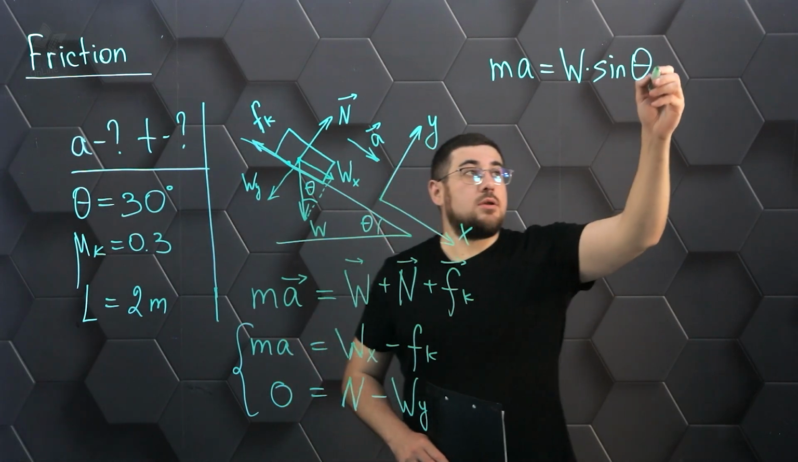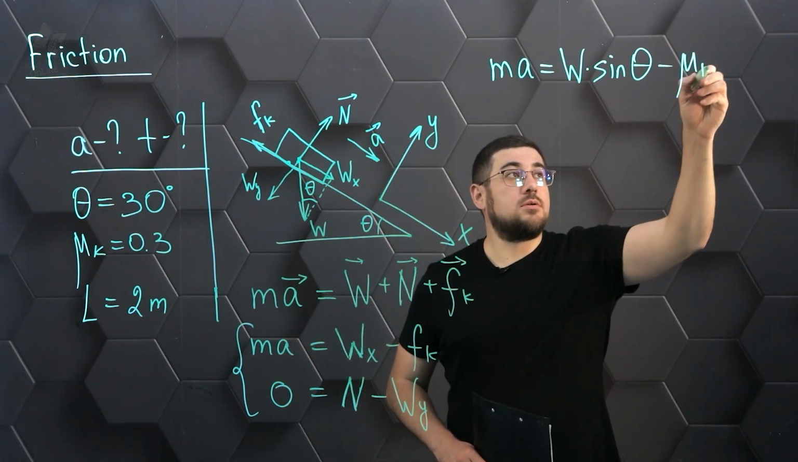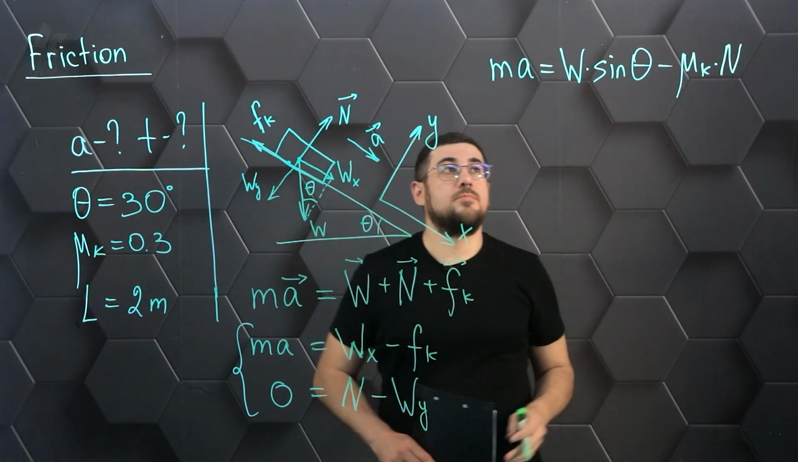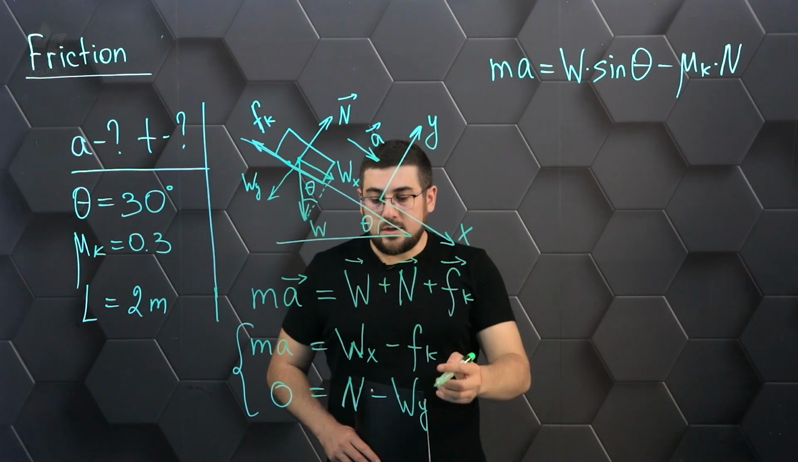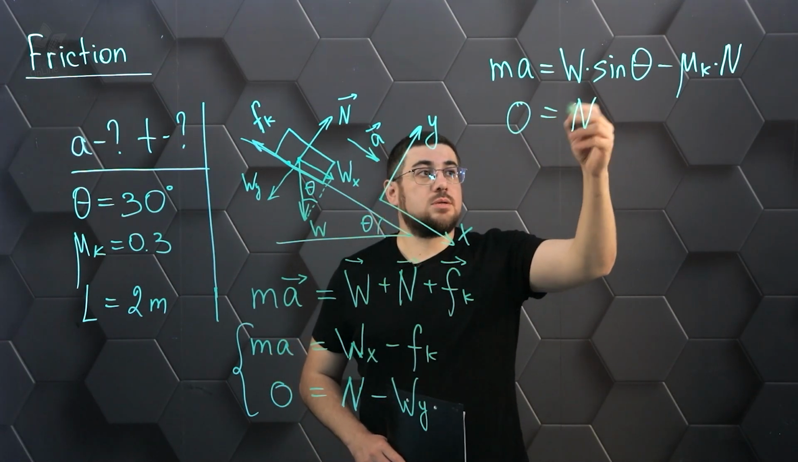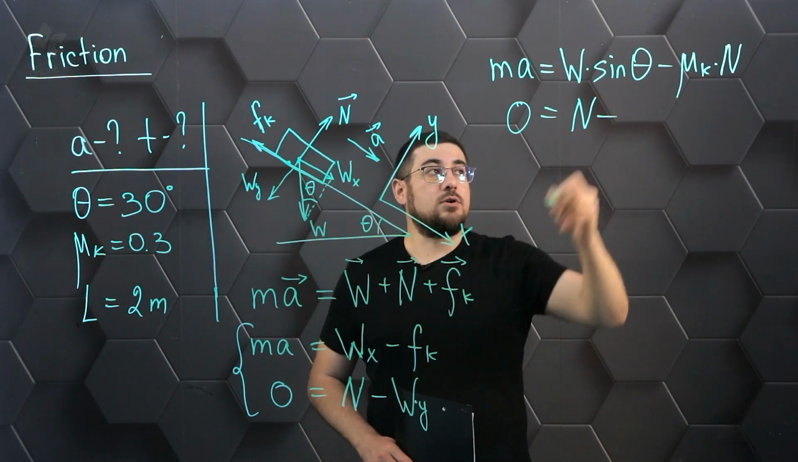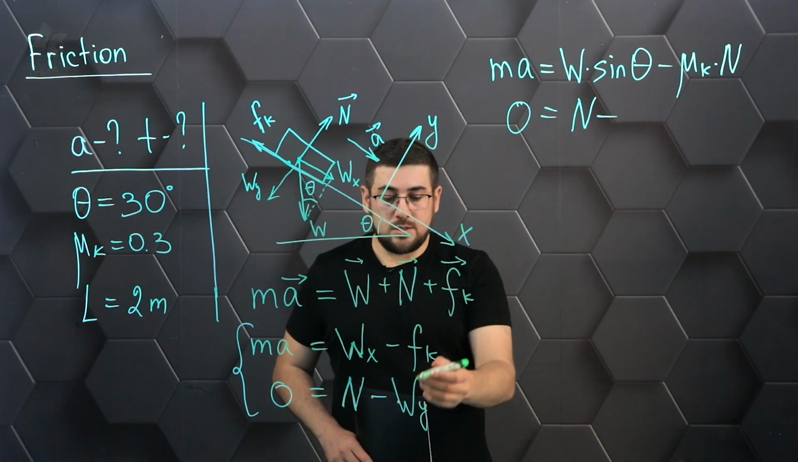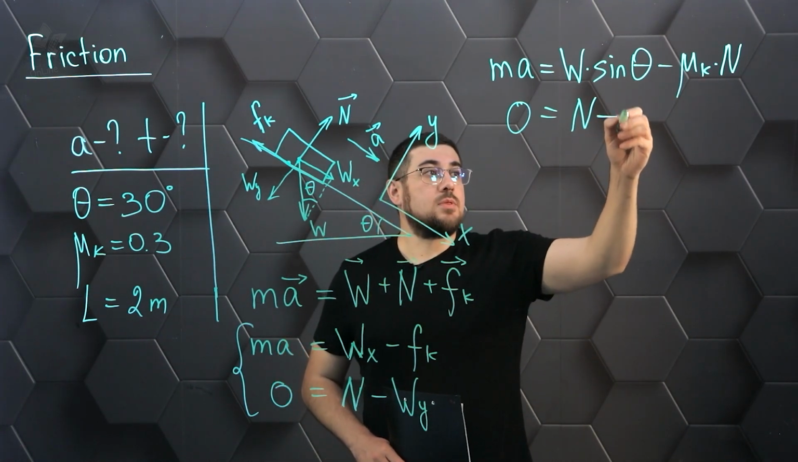Next, let's write the friction force, which is the product of the coefficient of friction by the force of the support reaction. Then from the second equation, we get directly what the support reaction force itself is, to put it into the friction force. This is the y component of the force of gravity.